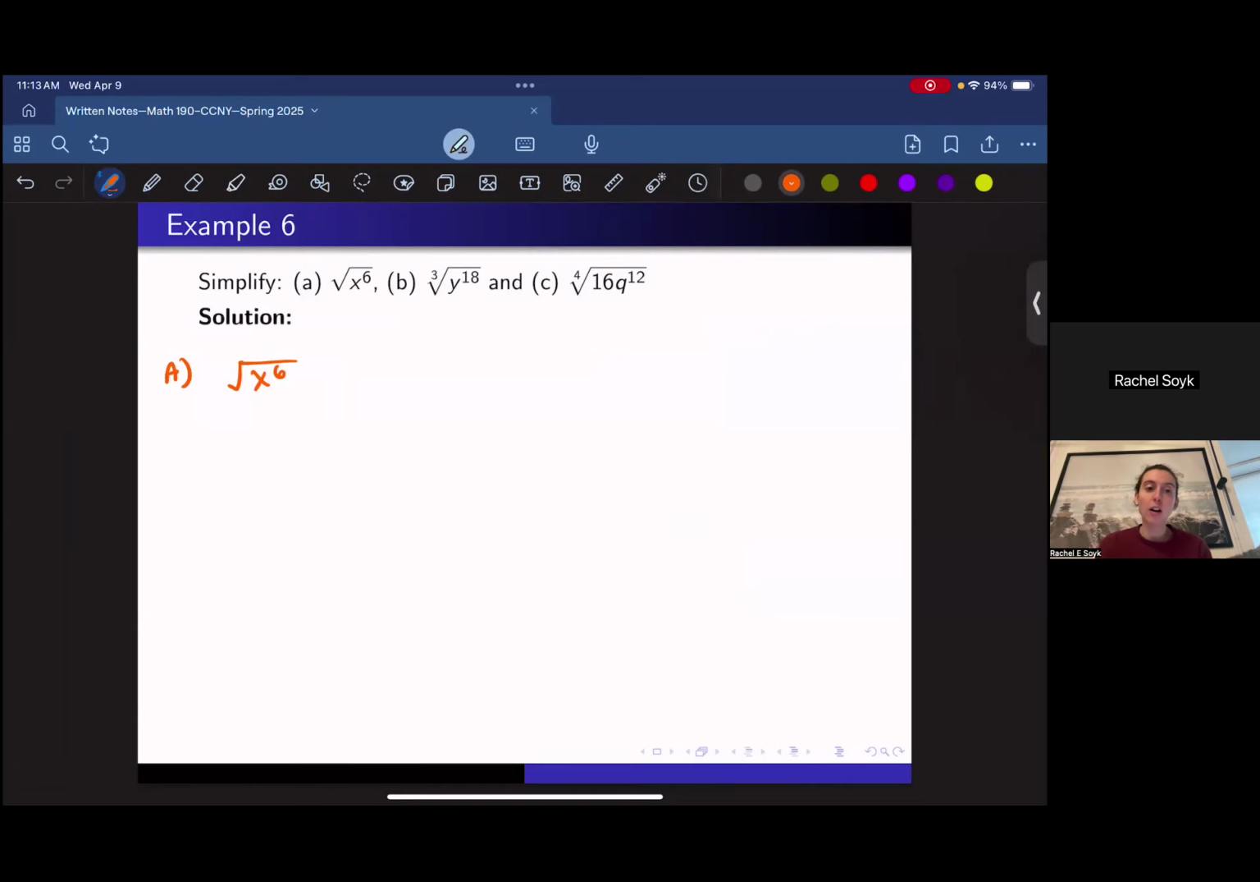Square root of x to the 6th, our index is even, so we're going to be dealing with plus or minus as our final solution. We can put this all in terms of fractional exponents. And so x to the 6 over 2 gives us 3. So our final result is plus or minus x to the 3rd, and we're done.